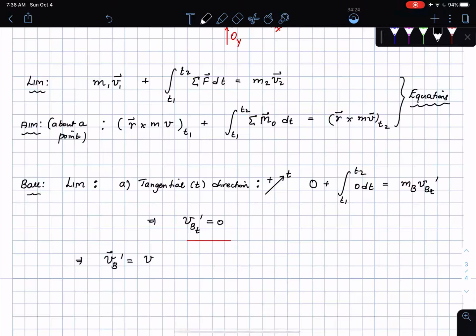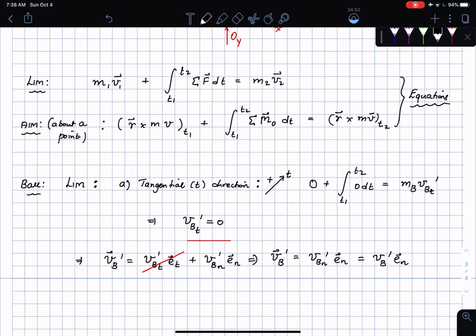and a component in the normal direction, then I know that vBt prime is 0, so this term is completely gone. Which means that vB prime is just vBn prime in the en direction, and I'm just going to call this vB prime in the en direction, because I know that there is only one component here.